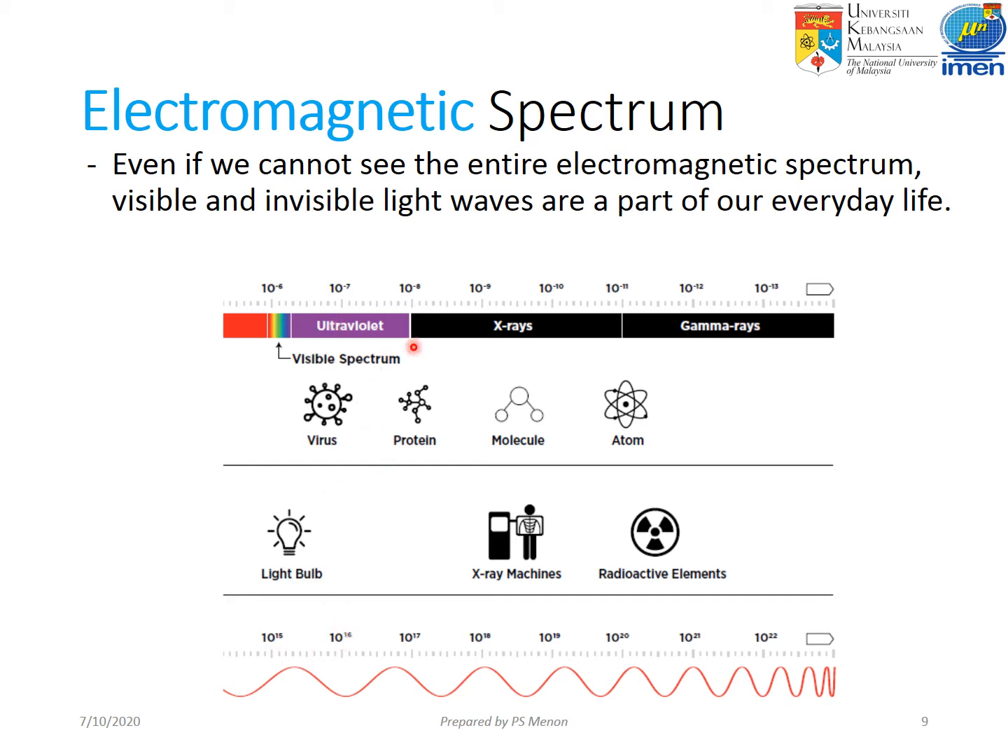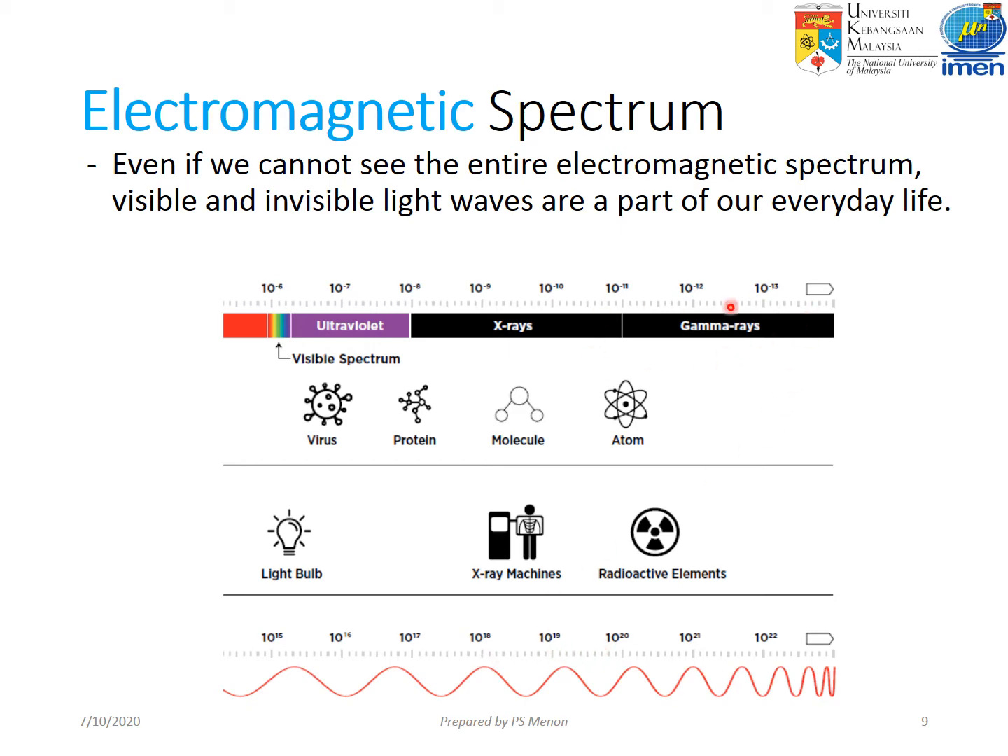Okay, and we move on to smaller wavelengths, X-rays. The size is equivalent to the size of a protein, a molecule, or even an atom. And sources of X-rays are like X-ray machines, and the frequency becomes much higher now, 10 to the power of 18, 10 to the power of 19 hertz.